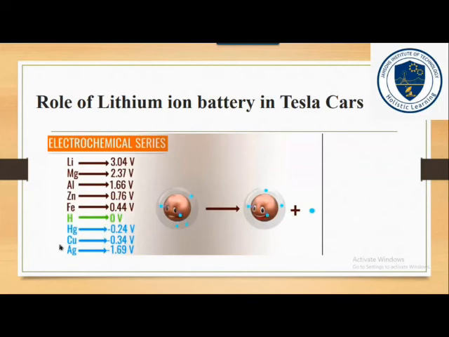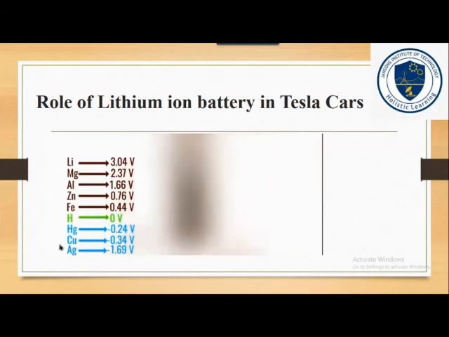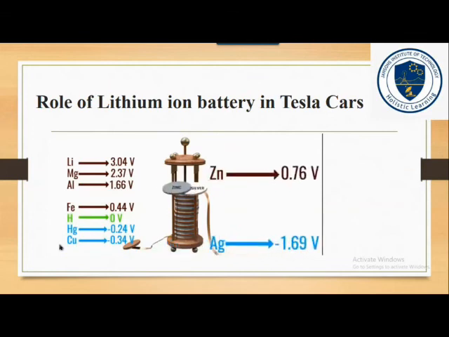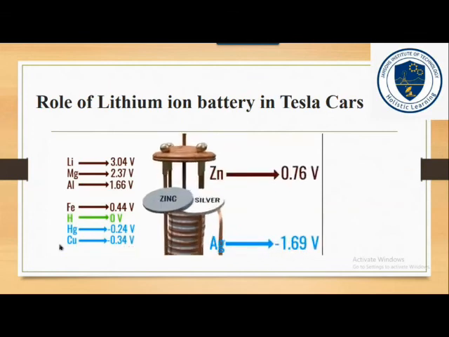According to these values, lithium has the highest tendency to lose electrons, and fluorine has the least tendency to lose electrons. Volta took two metals with different electrochemical potentials, in this case zinc and silver, and created an external flow of electricity.